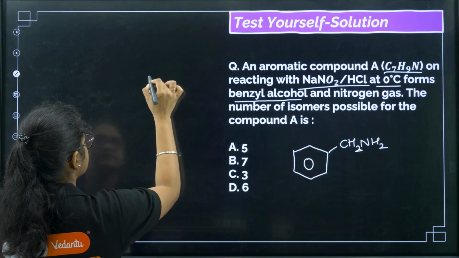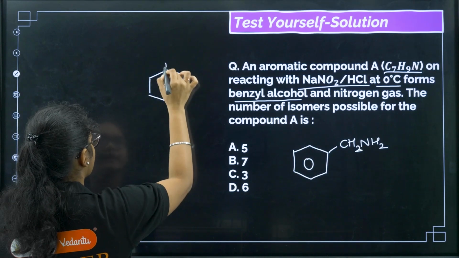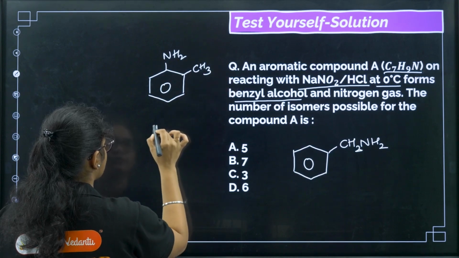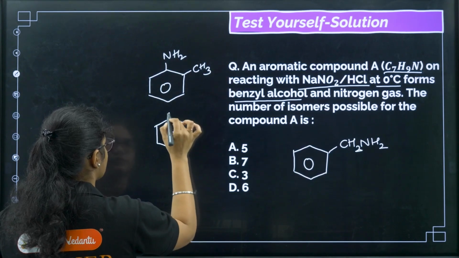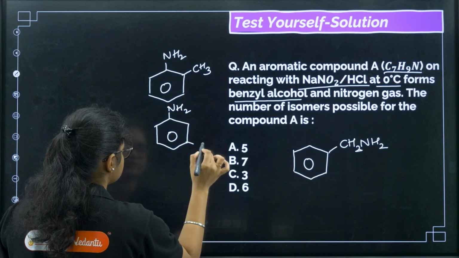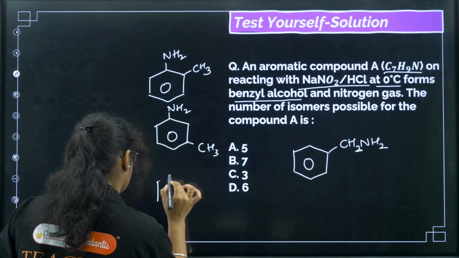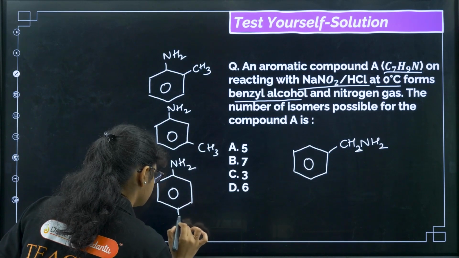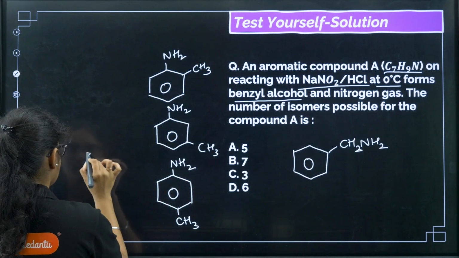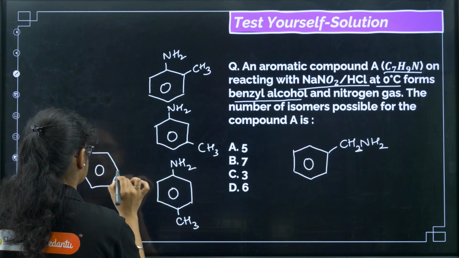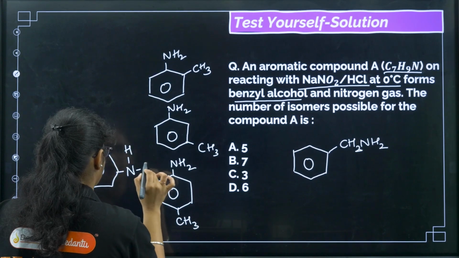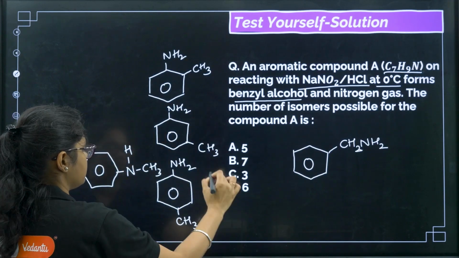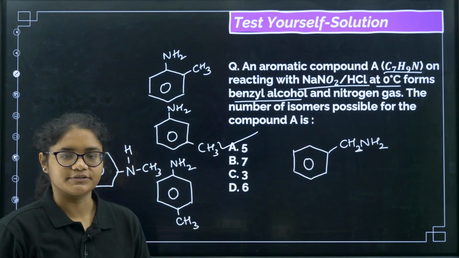So we can have NH2 here, and then we can have CH3 in the 3 positions, that is ortho, meta and para. So I can have NH2 here and CH3 in the meta position, and then NH2 here and CH3 in the para position. Then another one, you can have a secondary amine, NH and CH3. So this will give you 1, 2, 3, 4 and 5 isomers. The correct answer is option number A.